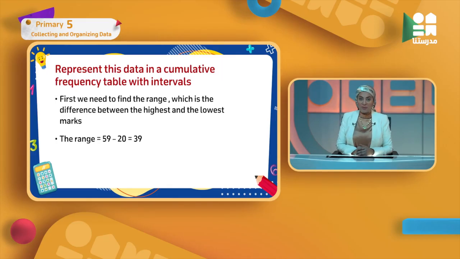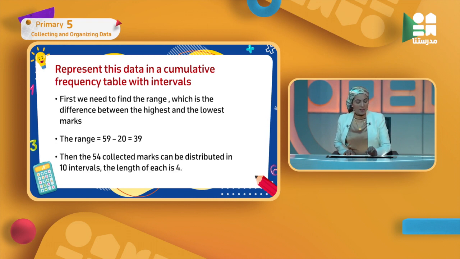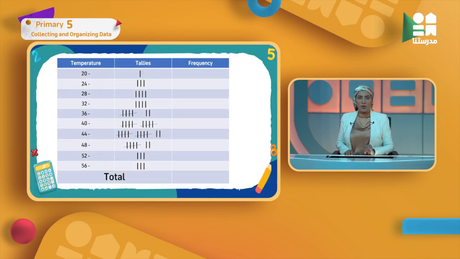Suppose I will work with only 10 entries or 10 intervals. So 39 is close to 40. 40 divided by 10 is 4, so each interval I have will go by 4. Here the 54 collected marks can be distributed in 10 intervals. The length of each is 4.